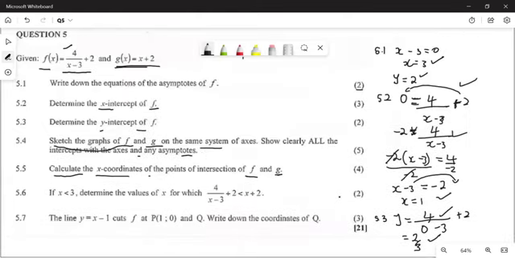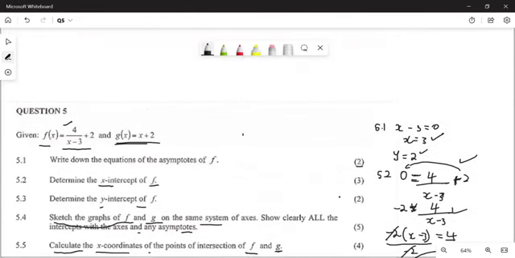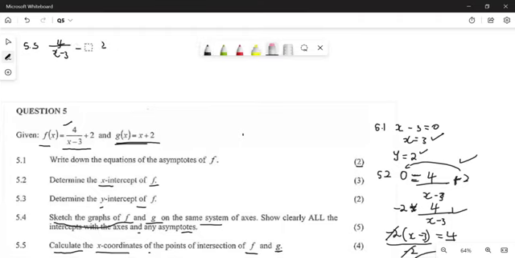I would equate the 2 graphs. So you are going to equate these 2 graphs again. And then that one is 5.5. So on 5.5, you want to say 4 all over x minus 3 is going to be equal to x plus 2. Plus 2, sorry, I forgot about that. Plus 2, which is going to be equal to x plus 2.